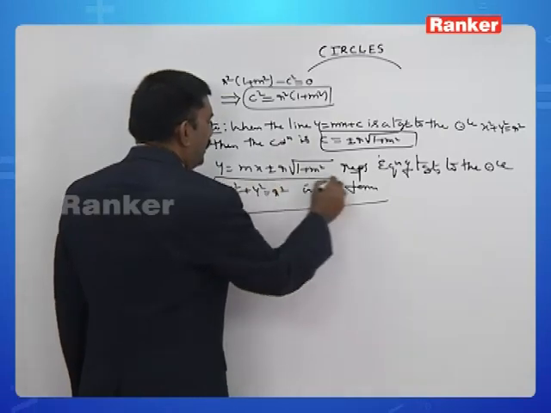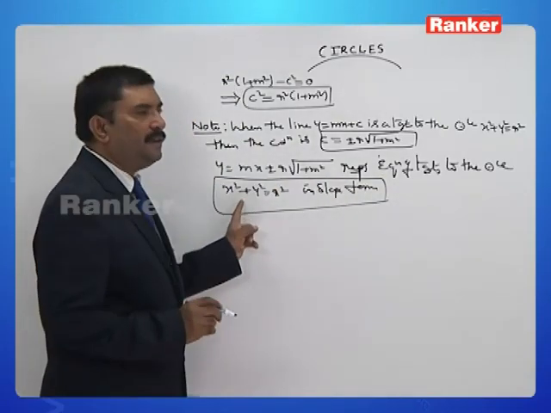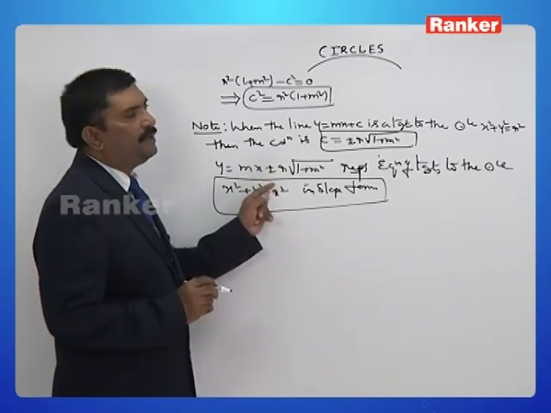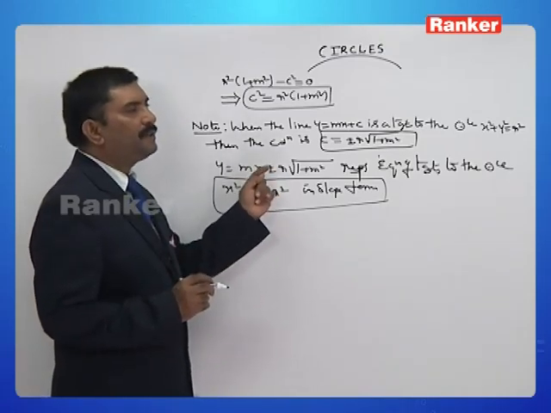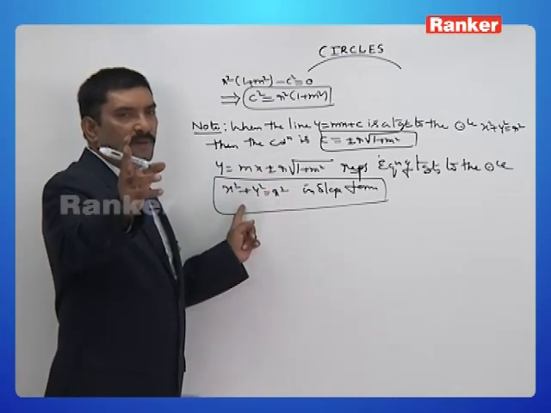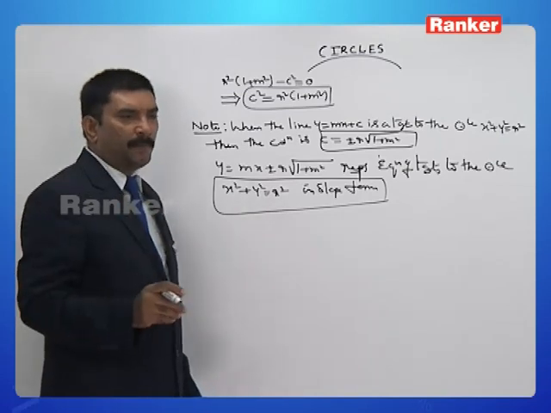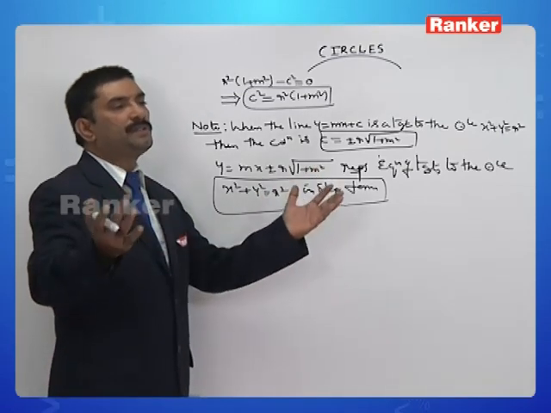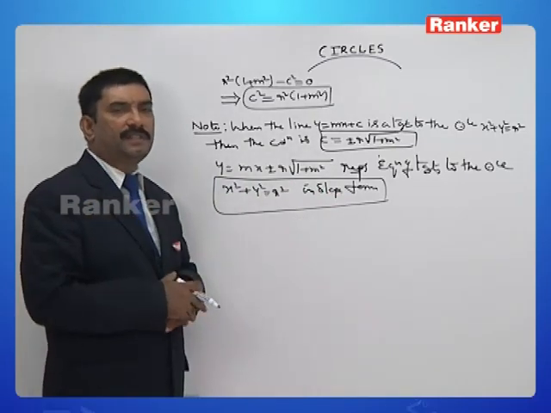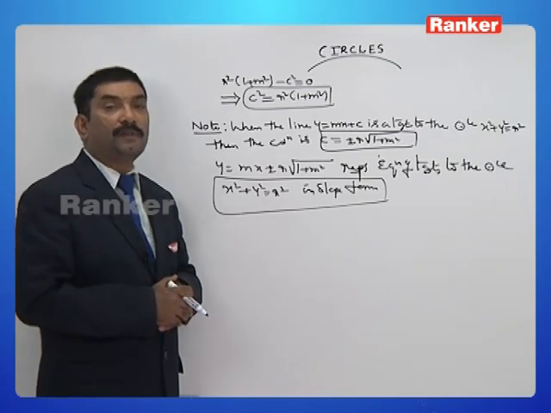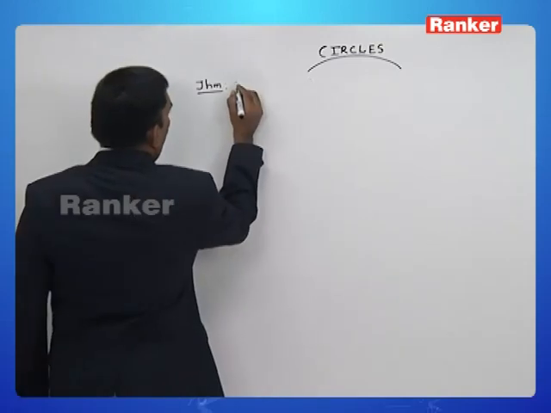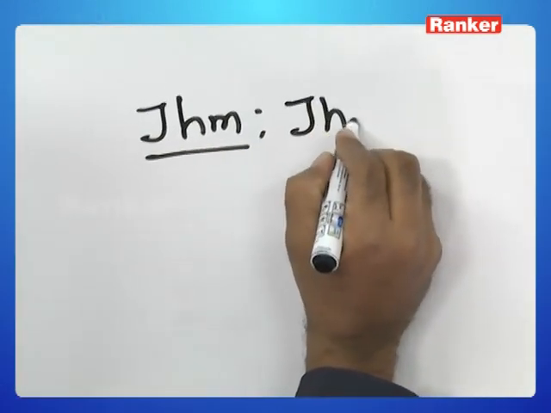So now look here. This is the standard equation of a circle. This equation represents the equation of tangents to the circle having the center 0, 0 and radius r. Then what about the equation of the tangents in slope form for the circle having the center x1, y1? Let us see.